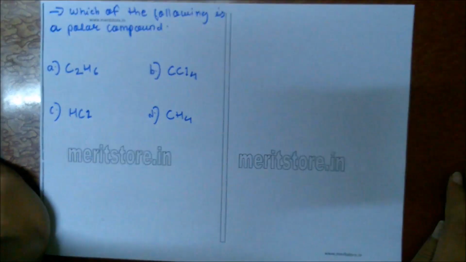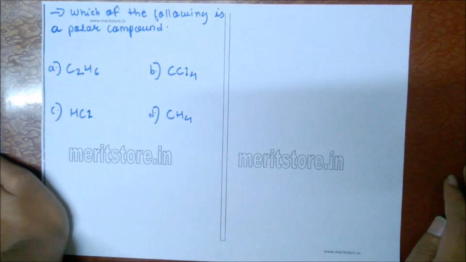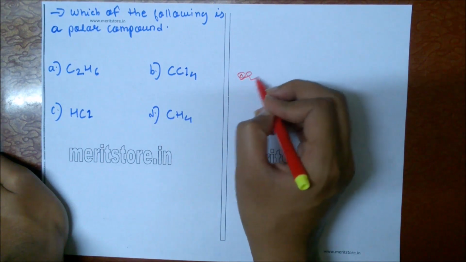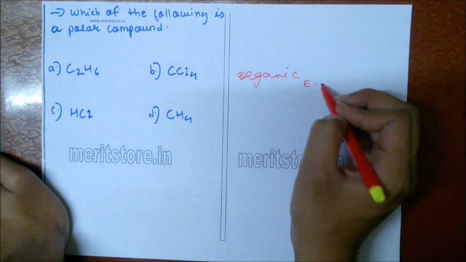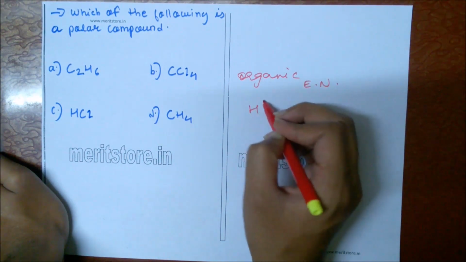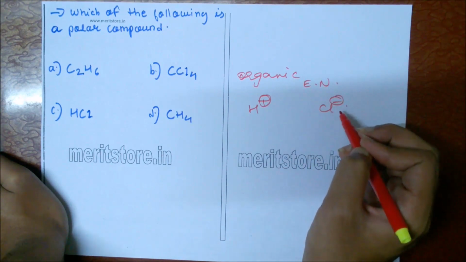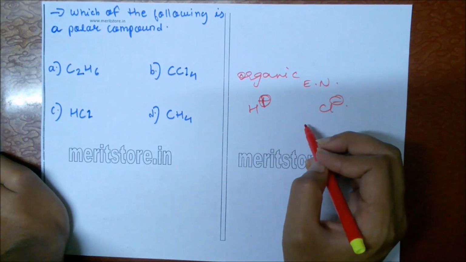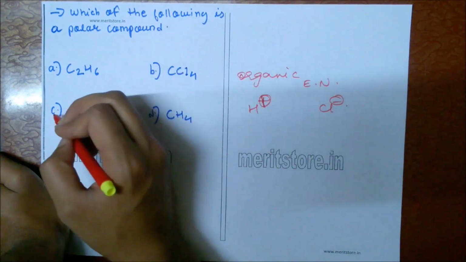Which of the following is a polar compound? A C2H6, B CCl4, C HCl, D CH4. The compounds A, B and D are organic in nature, so they have a lesser difference in their electronegativity. As we know, H is highly electropositive and chlorine is highly electronegative. There is a greater difference in their electronegativity, and it is a mineral acid. So it is a polar compound. Option C.